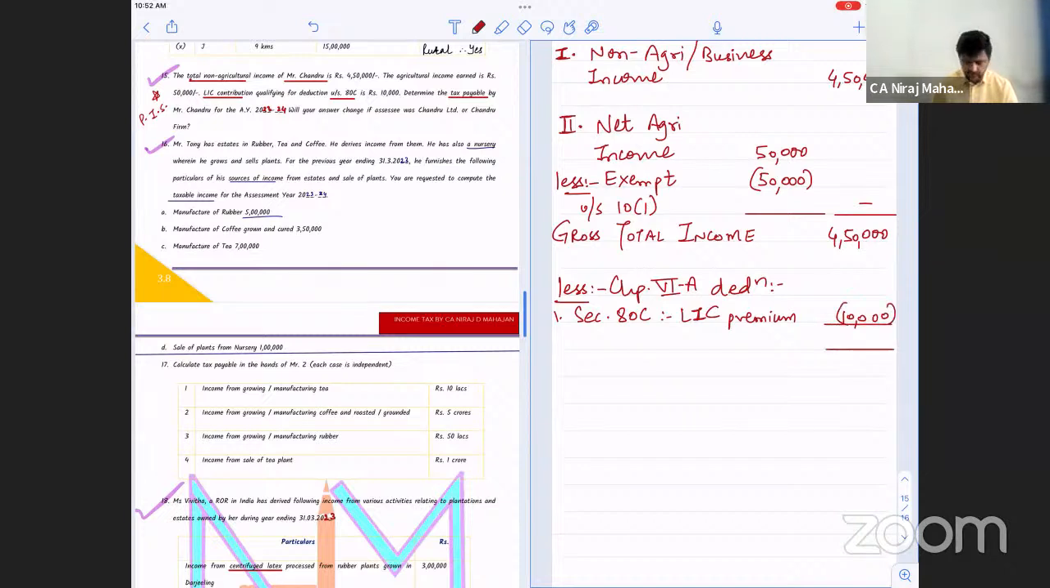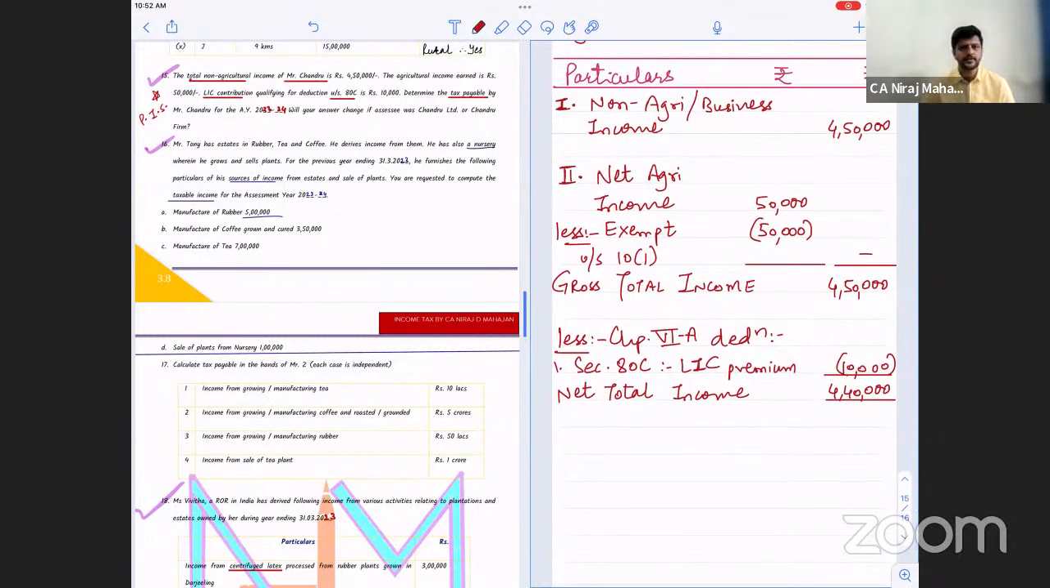This is my net total income or net taxable income. Fine? How much? 4,40,000. Isn't it? All okay? Once you're done writing, let me know, so I'll go to the next step.